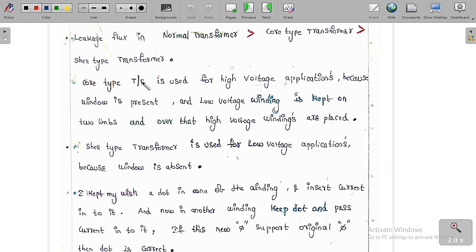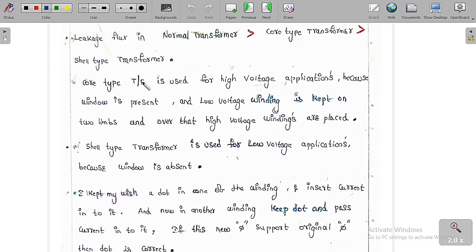In a shell type transformer, we use a sandwich winding. One winding is placed over the other winding, so the leakage is very less because the flux always links both the coils. So the leakage flux is less, and more power transfer happens in the case of a shell type transformer rather than the normal transformer.